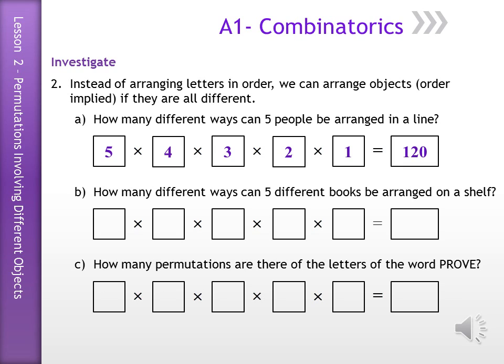Similarly, how many different ways can 5 different books be arranged on a shelf? 5 times 4 times 3 times 2 times 1, also 120. Again, how many different permutations are there in the letters of the word prove? Well, 5 times 4 times 3 times 2 times 1, again 120.